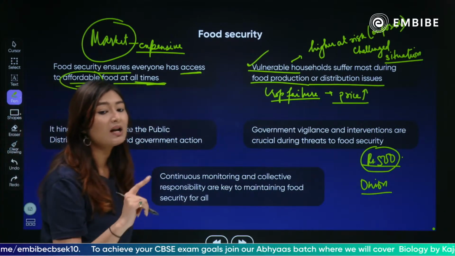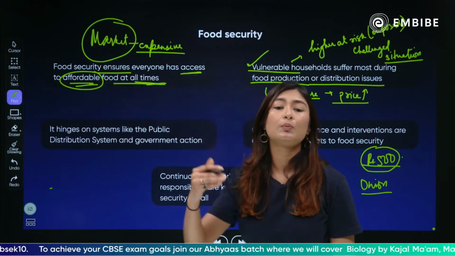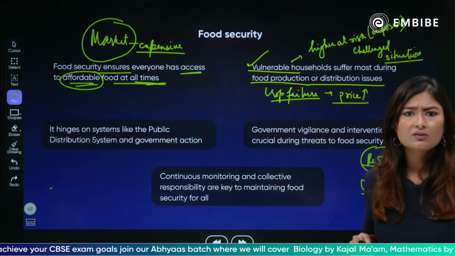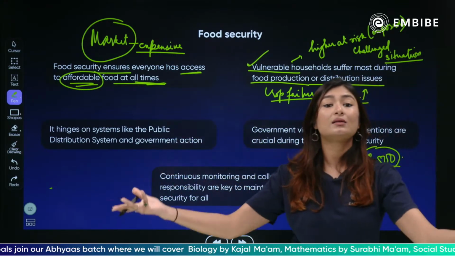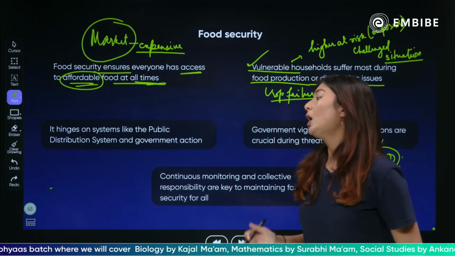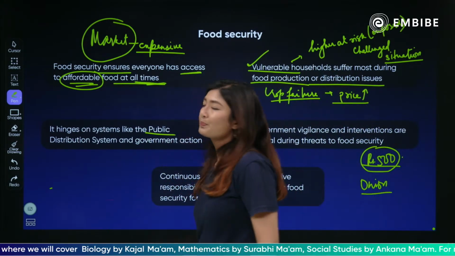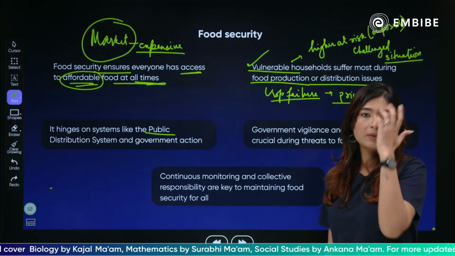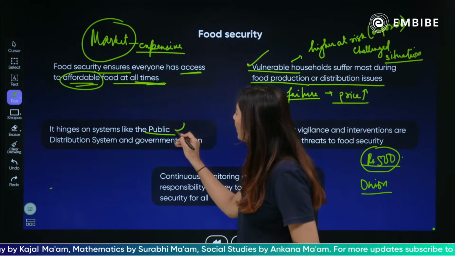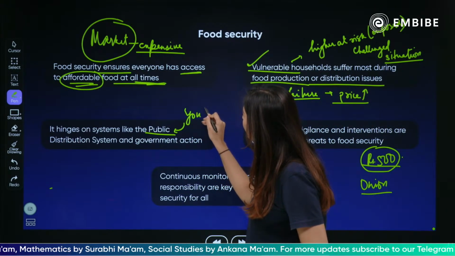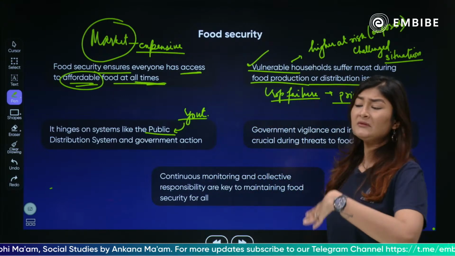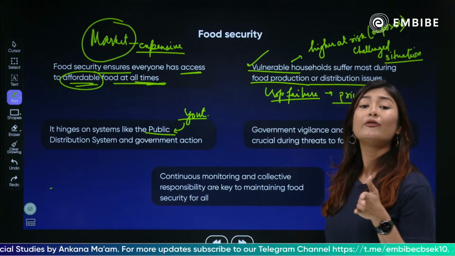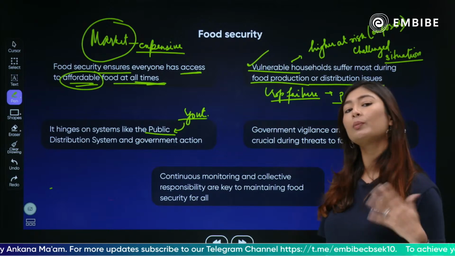So they are very much dependent on the public distribution system. What do you mean by public distribution system? Distribute karna, it's a system which distributes. What does it distribute? It distributes food. Who is distributing it? Because it is for the public, so naturally it has to be the government. So the government takes care of making the food accessible at affordable prices at all times for people.